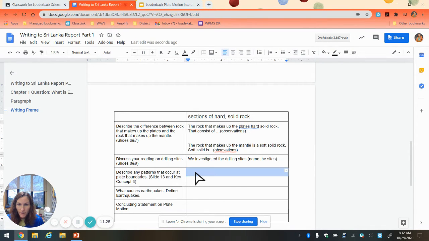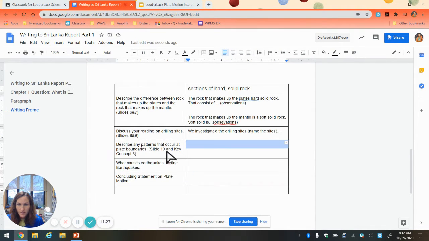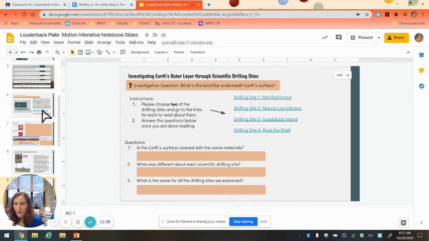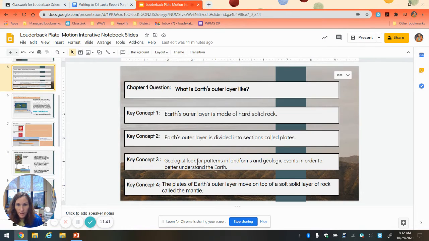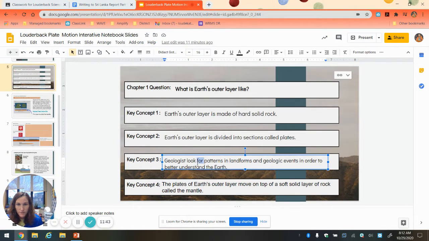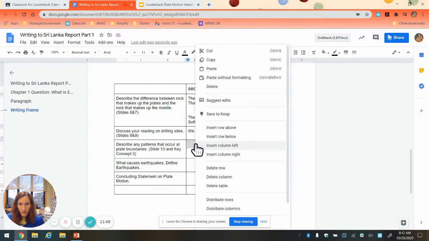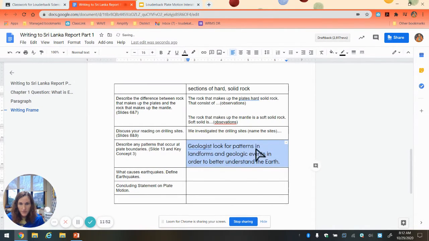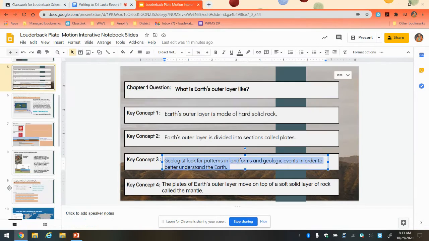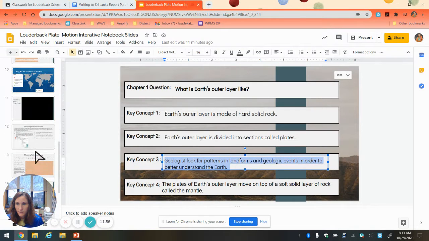But once I have that down, I'm now going to go to the next writing frame, the next sentence in my writing frame, and it is describe any patterns that occur at the plate boundaries, slide 13 and key concept 3. So I'm going to start with maybe key concept 3 just to refresh my mind, and that's geologists look for patterns in the land and geologic events in order to better understand the Earth. So let me just do that right here. All right, so there's key concept 3. So now I need to go to slide 13.